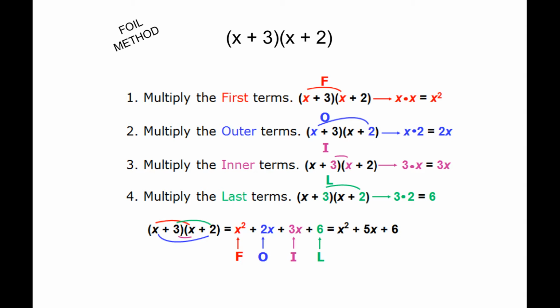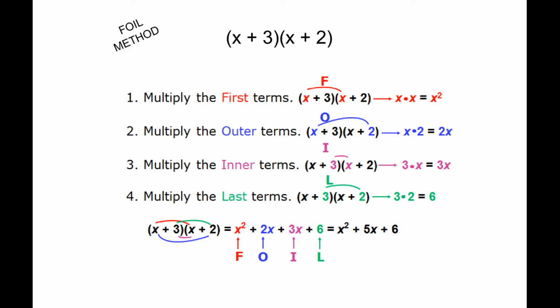Then I'm going to look at the inside, which is going to be the two that are right in the middle of the binomials, which is 3 and x. So 3 times x, which is 3x. And then the last terms are going to be the last terms of the binomial. So 3 and 2, when I multiply them, I get 6. So then I'm just going to put it all together. So when you list it out, here's the x squared from the first, the 2x from the outer, the 3x from the inner, and the 6 from the last. When I combine my like terms, I end up with x squared plus 5x plus 6.